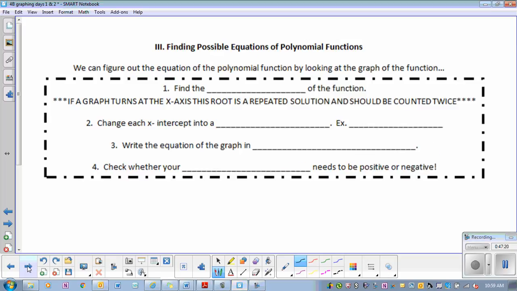All right, so the last part, guys, is we're looking at finding the equations of polynomial functions. Here is the great news. You guys have already done this. We did this with quadratics, and we're just going to put in a couple more numbers. That's all we're doing. First, you want to find the zeros, or the x-intercepts of the function. Find where the graph crosses through the x-axis.